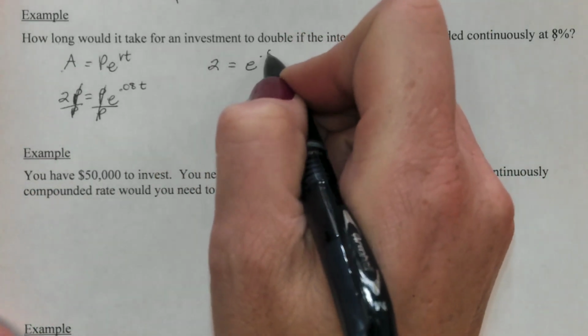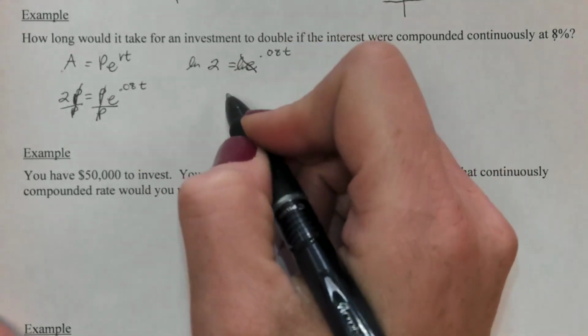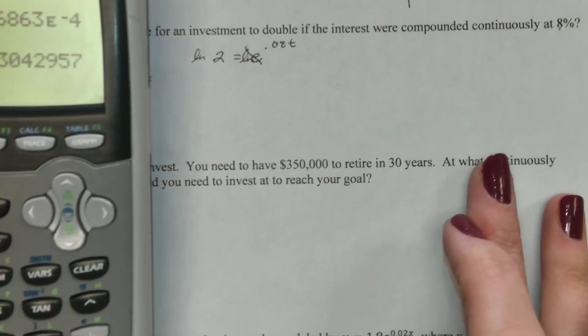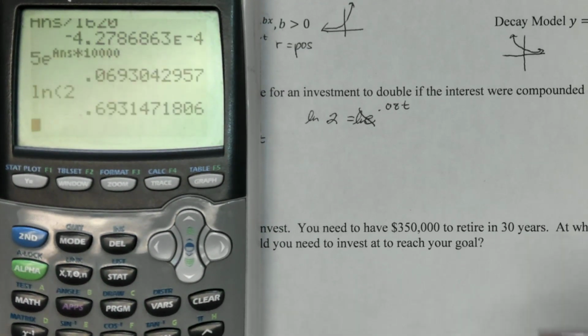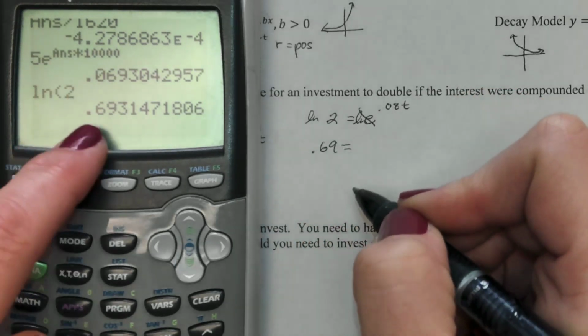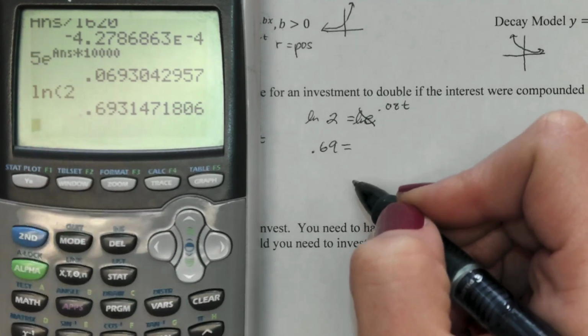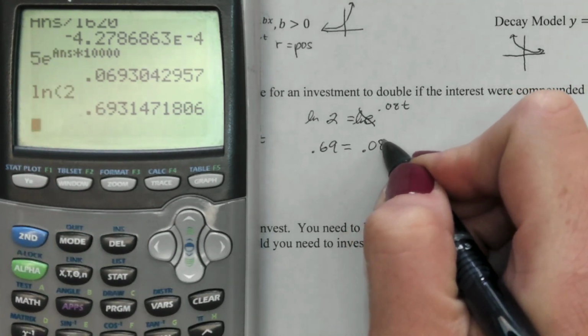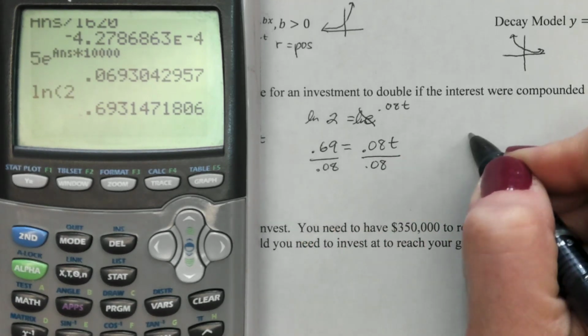So 2 equals e to the 0.08t, and at this stage we can ln both sides to get rid of that e. So I've got the ln of 2, which is just a decimal for us, and then I will be dividing. I'm going to write 0.69, but I don't want you to round that much. I want you to use this whole number, and I'm going to show you how to do that. Over 0.08t. So the last step I would do is divide by 0.08.